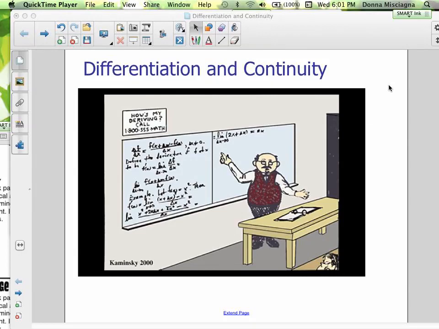Welcome to differentiation and continuity. So we'll just start off with a nice little comic strip here, a little cartoon.